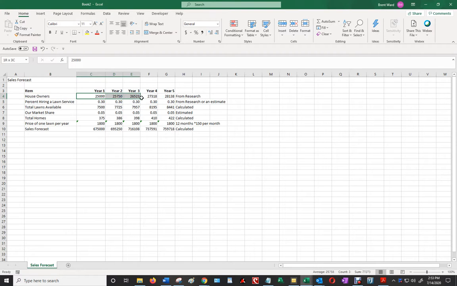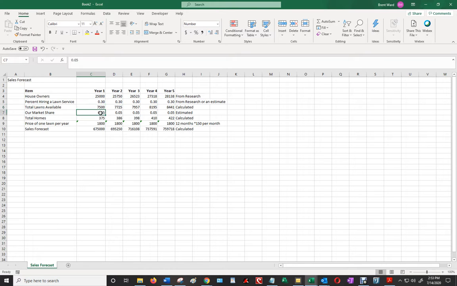how many homeowners there are in the area you intend to serve, and the percent that would hire a lawn service. Then you would calculate the total lawns available by taking the number of house owners multiplied by the percent hiring a lawn service, which would give you the total number of lawns available. That's the total market size in units.